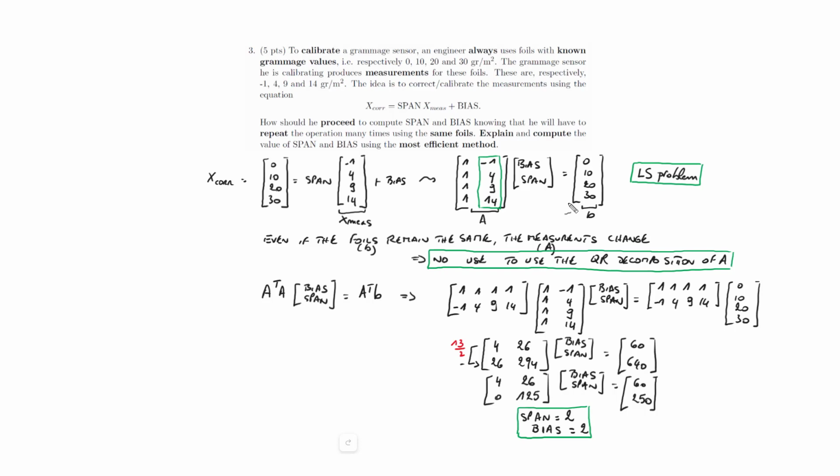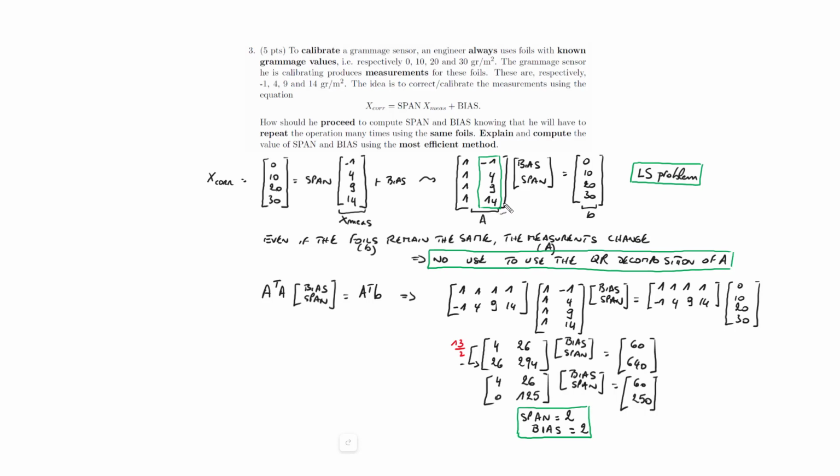And the most efficient solution this time is not to use the QR decomposition because, as you can see, even if the engineer uses the same foils all the time, the foils intervene in the B vector, right? Whereas the measurements that you see here in green intervene in the A matrix. So the A matrix will change all the time, right? So it makes no sense to compute the QR decomposition of A.